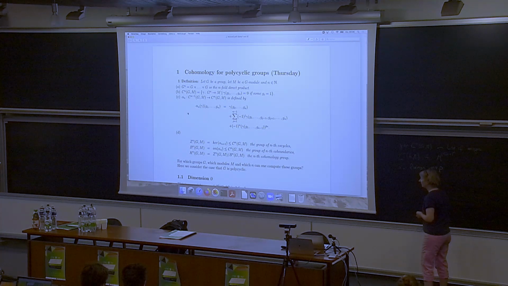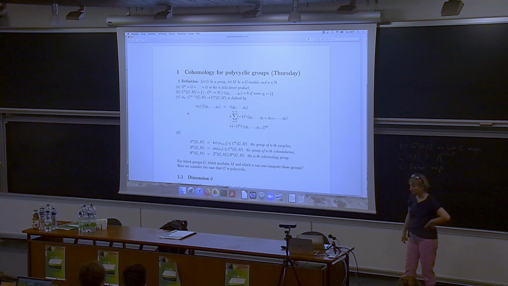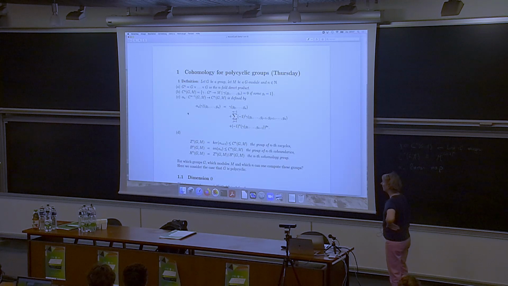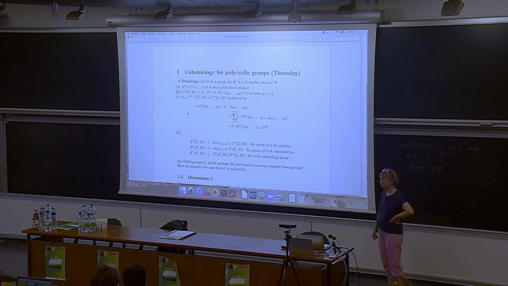I'm going to consider the case that the group in question is polycyclic, can be finite or infinite, and we want to have some efficient methods to compute at least the small dimensional cohomology groups. So the dimension of the cohomology group is this n, and at least the small dimensional ones we want to be able to compute even if the group is an infinite group, and therefore this basic approach here is just not going to work anymore.